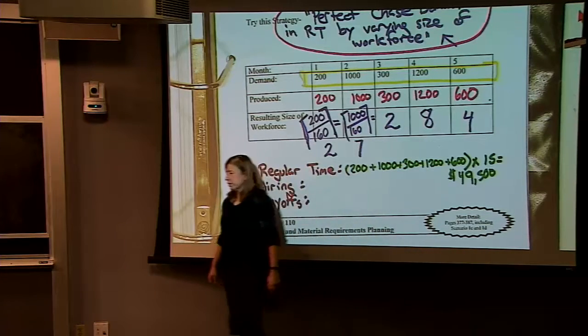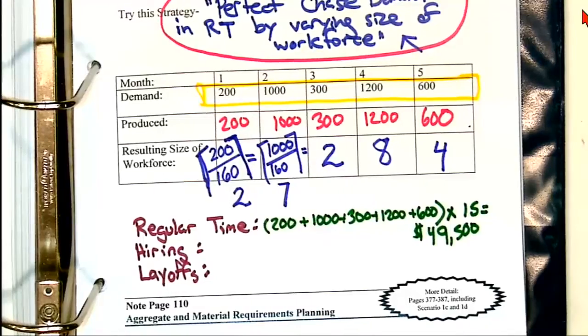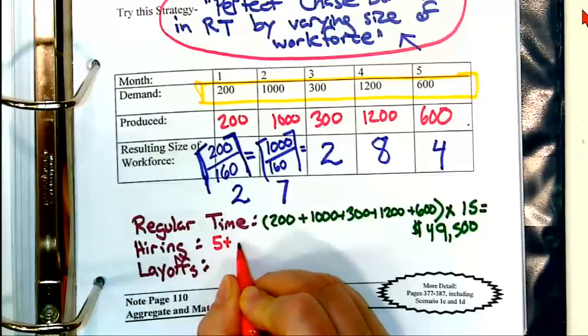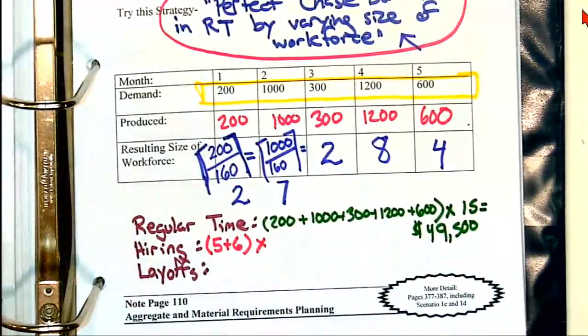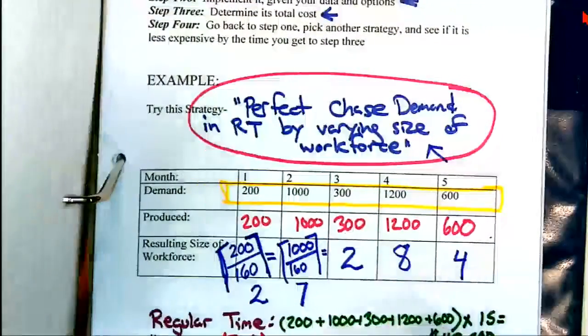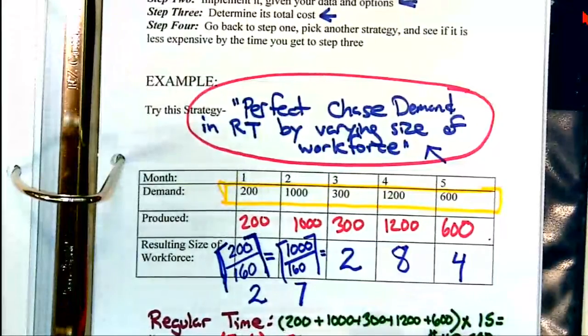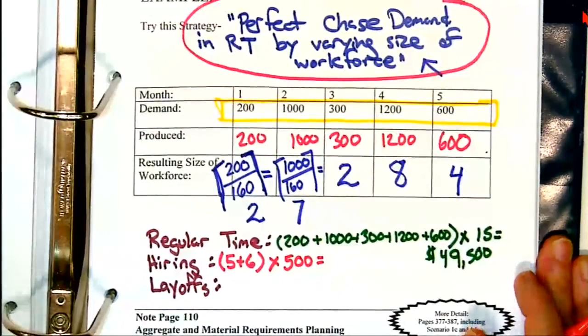So what was that, the number of hires? 5 plus 6 hires. A total of 11 hires if you follow this plan. And what was the cost? Increasing the workforce by 1, $500 each for onboarding. So I get, what did I get? 5,500.